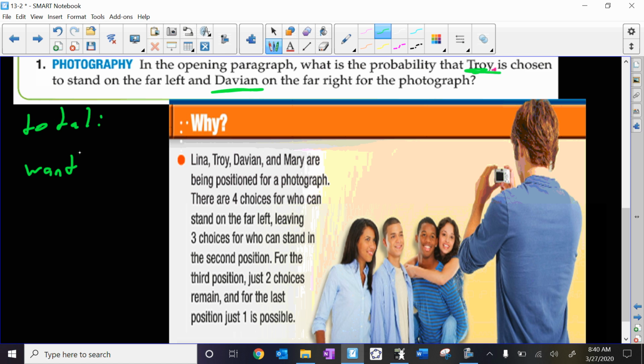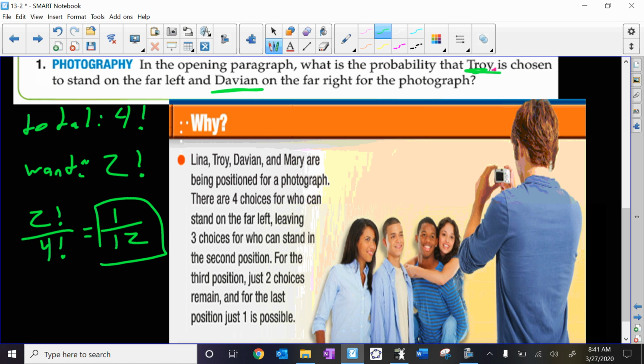Since there are 4 people, the total would be 4 factorial because they can all stand in different spots. For my want, I want Troy on the far left and I want Davian on the far right. So those 2 positions are taken care of. The other 2 positions in the middle can be filled by the other 2 people, so we would represent that as 2 factorial. 2 factorial over 4 factorial, when you plug that into your calculator, would come out to 1/12 for your probability.